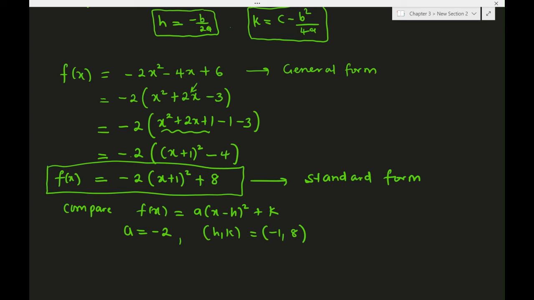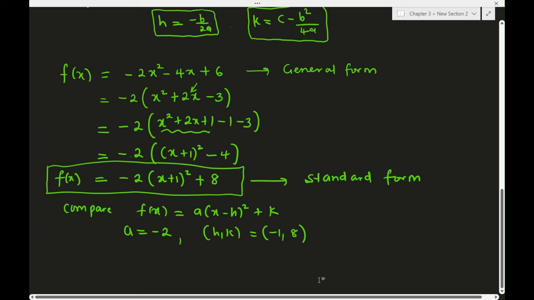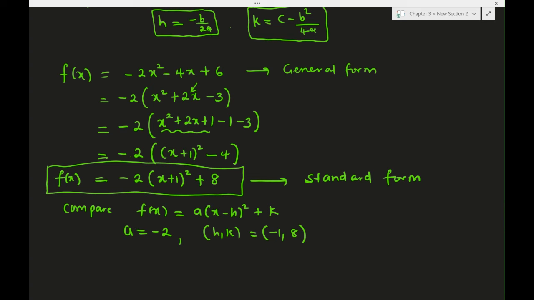So this is how we convert a quadratic function from the general form to the standard form. I hope this video is clear. Thank you for watching.